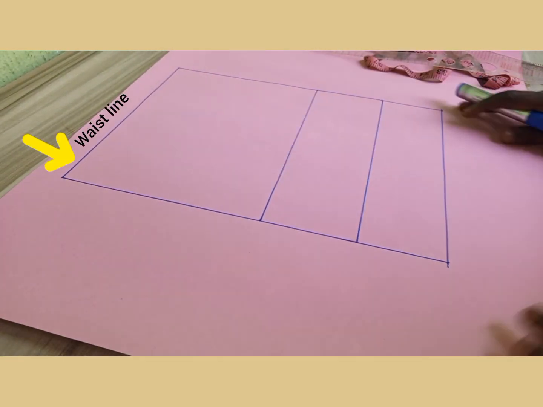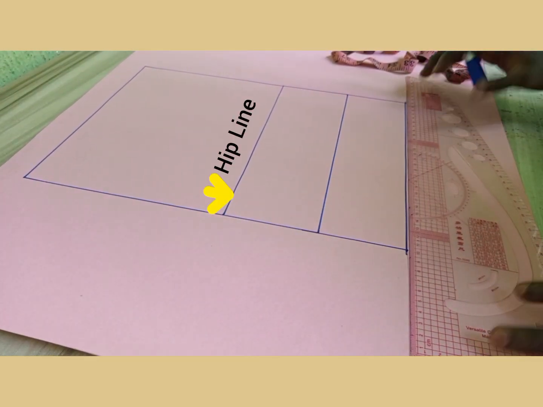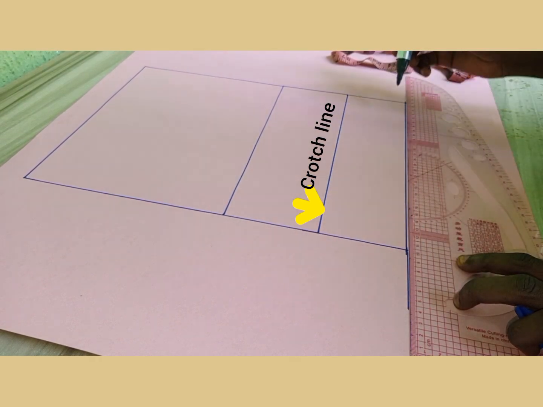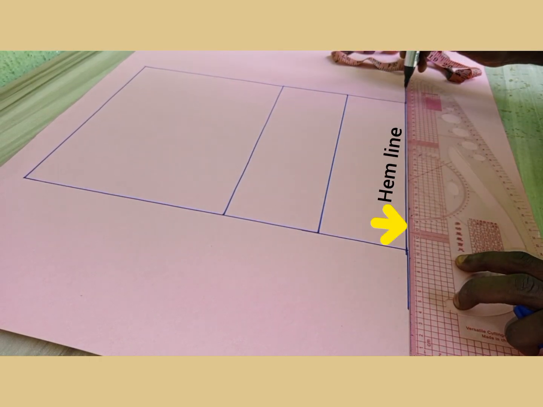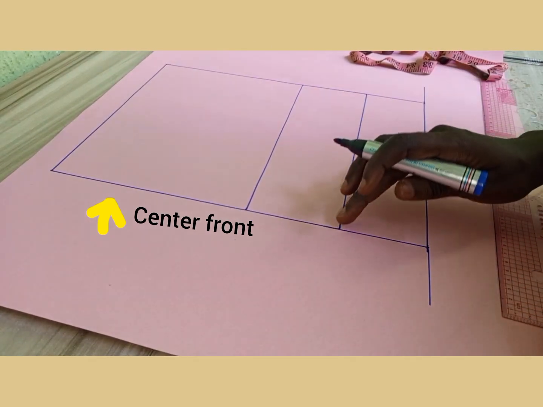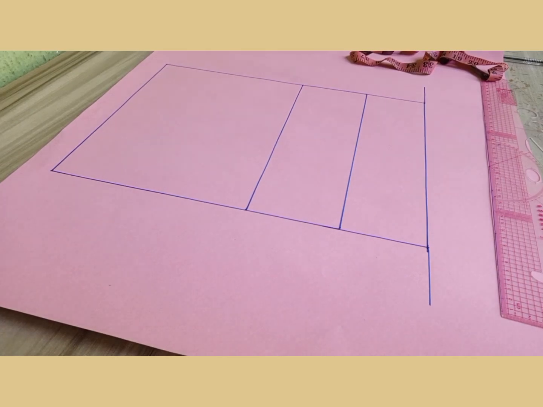So the upper line is the waistline, and that's the hip line, the crotch line, and the hem line. That is my center front, and the other side is the side seam.